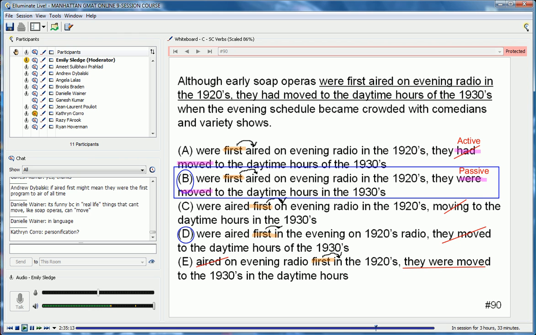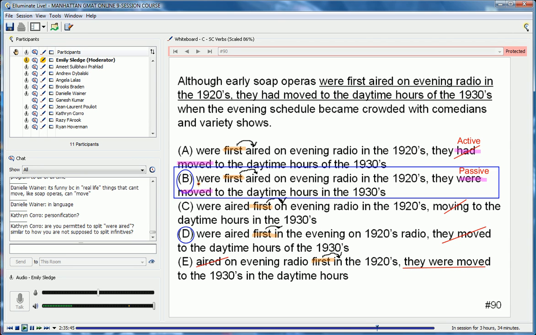And Andrew, I think, helped us out with this placement of first. I just kind of drew out arrows here. They aired first, first aired. What happened first? It was the airing. But when you say first on evening radio, as he's saying, it's the first to show up in maybe the evening lineup. But B correctly implies that in the 1920s, that was the first time they ever aired, ever.